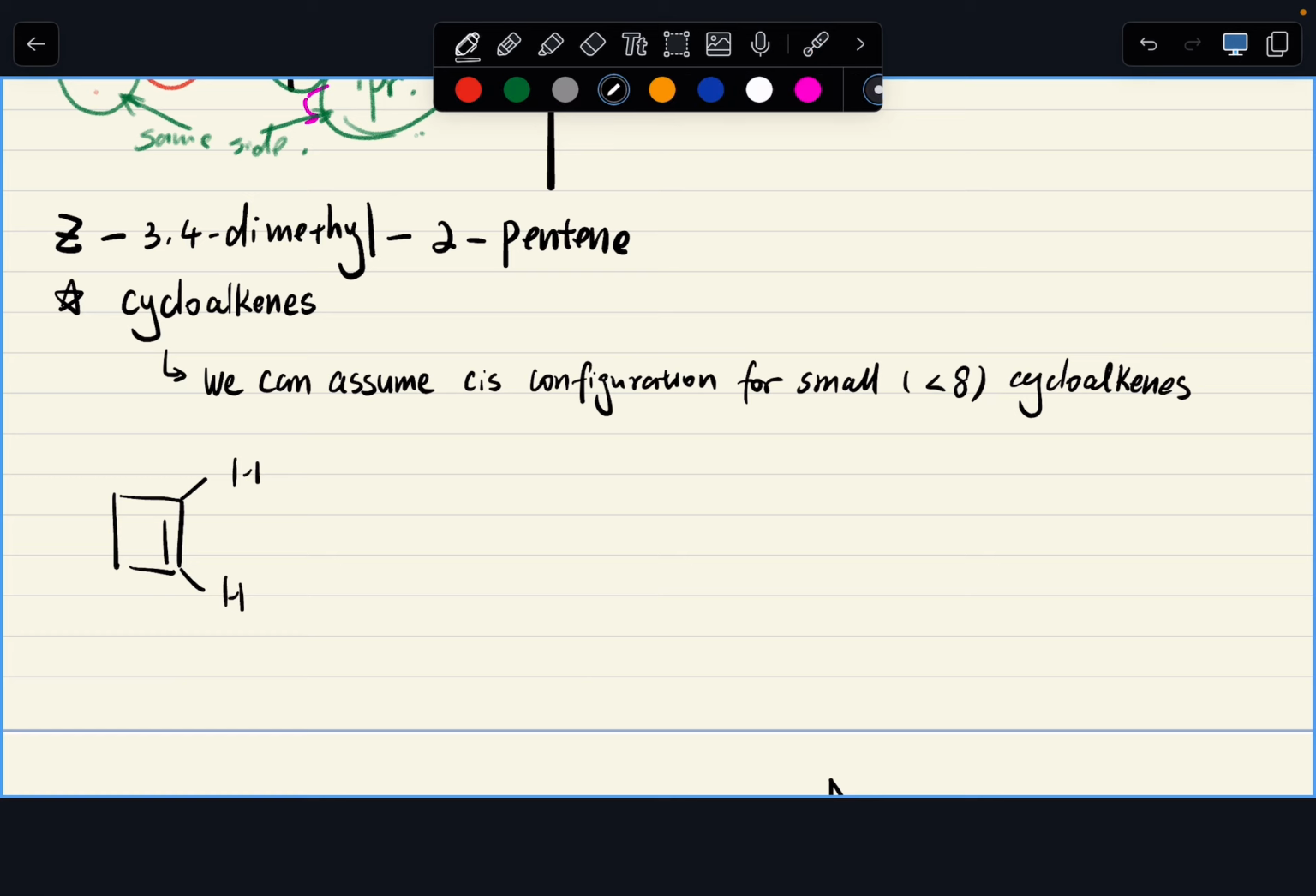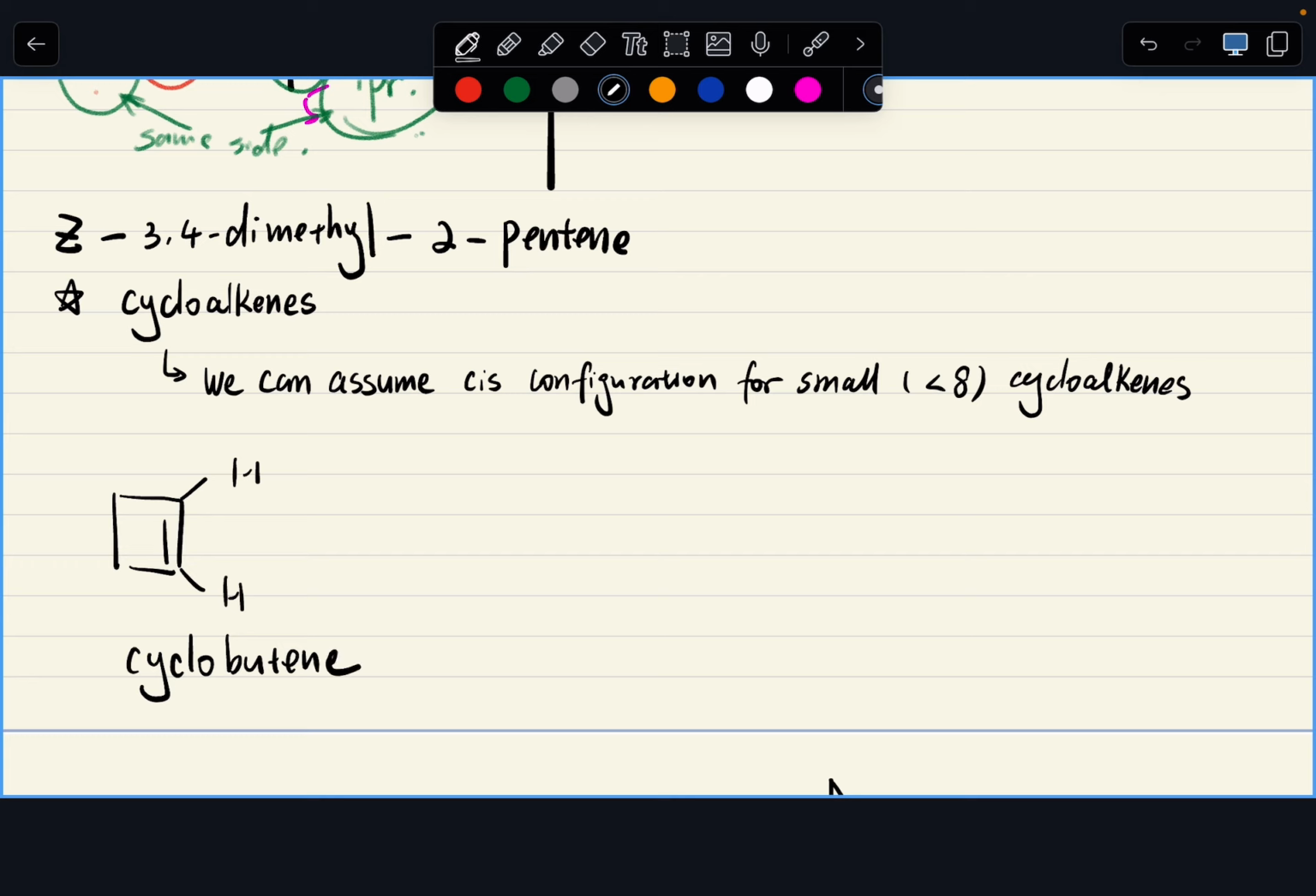Now, of course, when we have larger rings or macrocycles, then we might also introduce the E or Z configuration into the drawing. Yes? So if we get something like this, we don't need to write E or Z? No, this one you can just call cyclobutene.